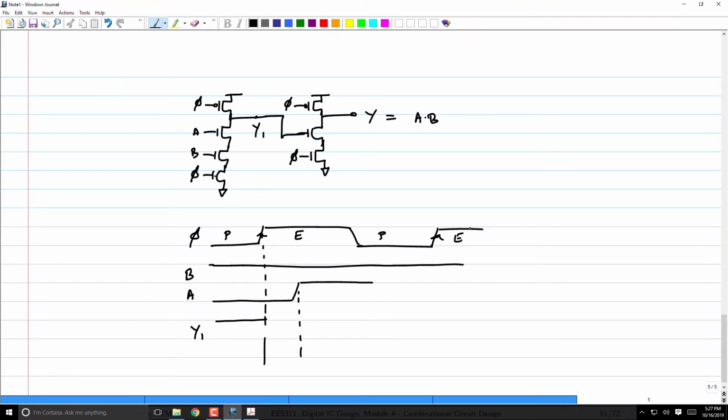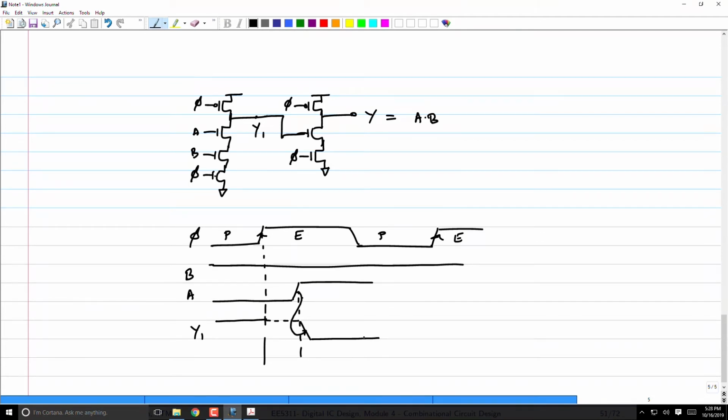Then input A is 0. So therefore the output will now float high impedance till the input A rises. Then this will fall. Right? This is the falling transition that is causing this output to fall. Right? That's what that arrow means. This arrow here basically indicates that because that signal was rising, that caused that output to fall. Okay. So Y1 has now, what has it done?